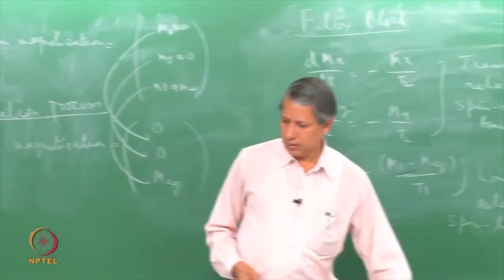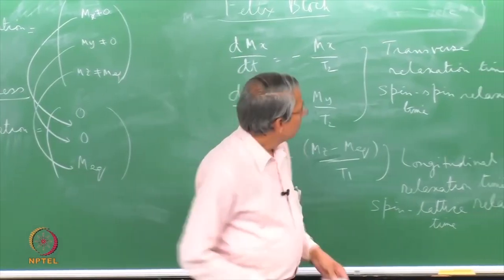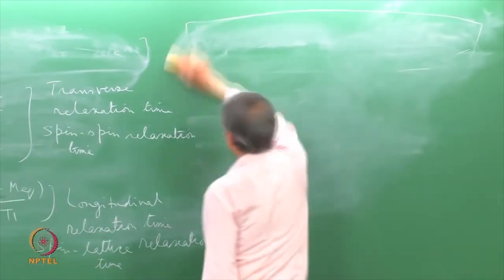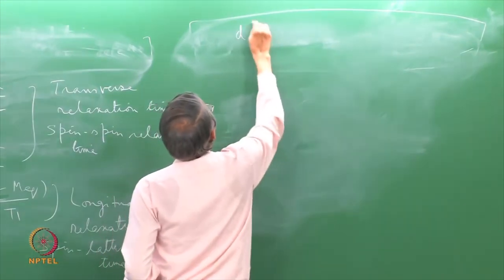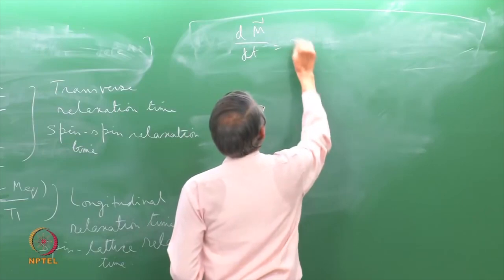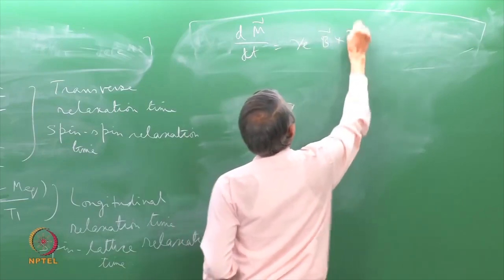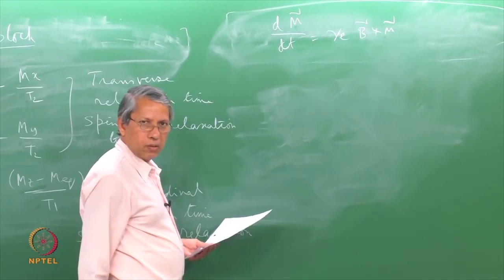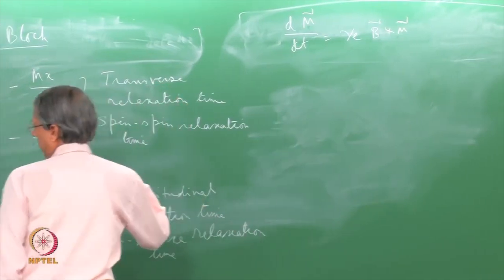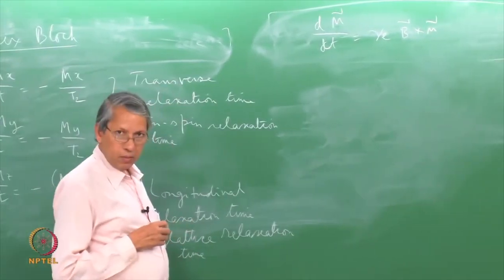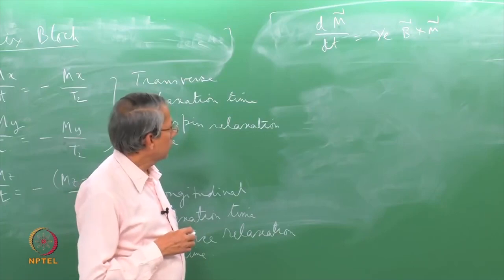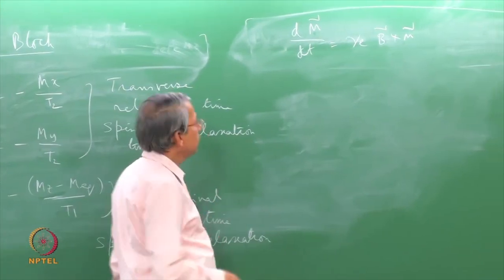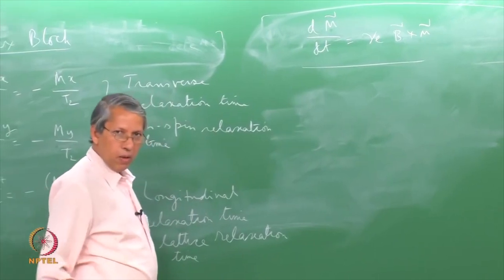We have seen earlier that the time evolution of a magnetic moment in a magnetic field follows this sort of relation. Here, m was the magnetic moment of a particle or some system. Now, here we are using the same letter m to designate the magnetization because we are dealing with a collection of particles. Since each of these little spins contributes to the total magnetization, exactly the same relation holds good for the magnetization also.